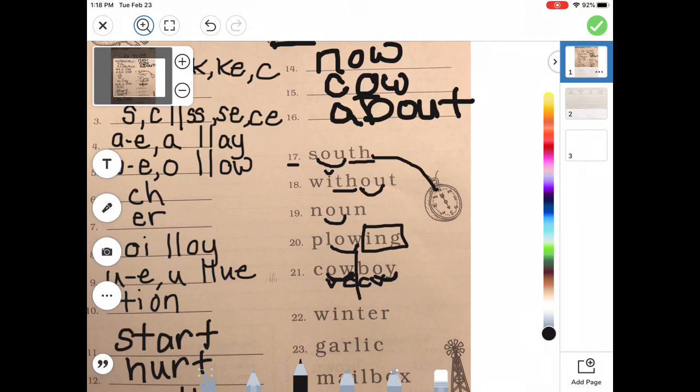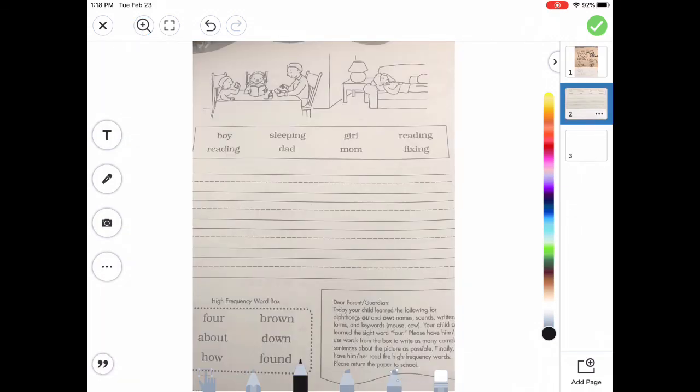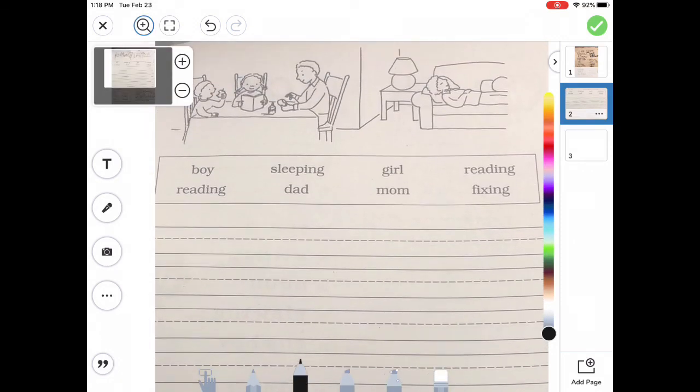We're going to go ahead and skip number 22, 23, 24, and 25 today. So we're not going to do those just today, okay? Because I want to show you what we're going to do on the back. On the back, we have these words, and you have a picture. We're going to have to make a sentence from that picture, okay?